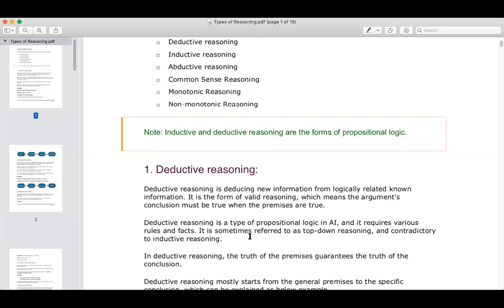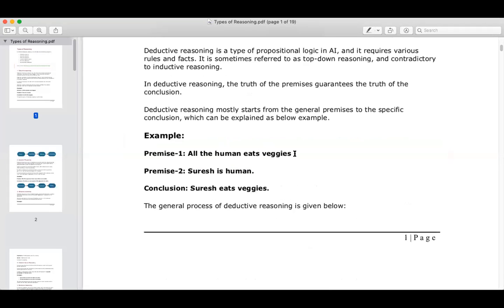Let's take an example. All humans eat veggies, and Suresh is a human. Now what does it state? That Suresh eats veggies. So what was the fact which was presented? All humans eat veggies, and Suresh is a human. That means Suresh eats veggies. So this is the intelligence.